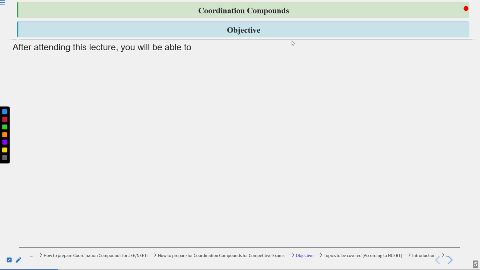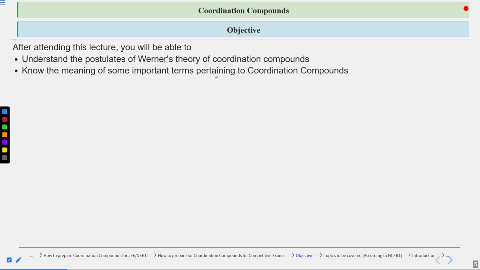Okay, so let's begin with today's objective. What is the objective of today's lecture? After attending this lecture, you will be able to understand the postulates of Werner's theory of coordination compounds, and know the meaning of some important terms pertaining to coordination compounds. So these are the things that you are going to understand today.